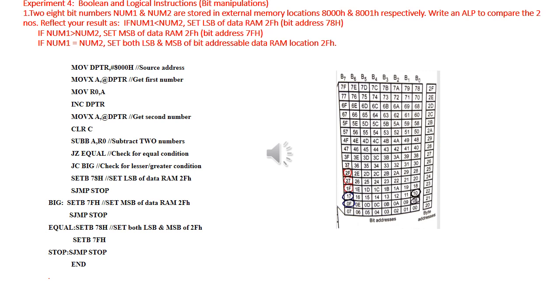If num1 is greater than num2, set the MSB of the data RAM 2FH. The bit address is 7FH. If num1 is equal to num2, set the LSB and MSB of the bit addressable data RAM 2FH. So this is the program.